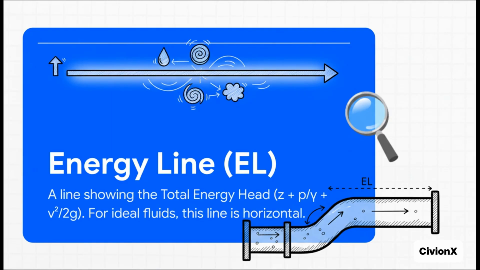Then, floating above the HGL, we have the energy line, or EL. This one's simple. It represents the total energy, potential, pressure, and kinetic all added together. And because we know the total energy for an ideal fluid is constant, this line is perfectly flat and perfectly horizontal. It's our energy ceiling.